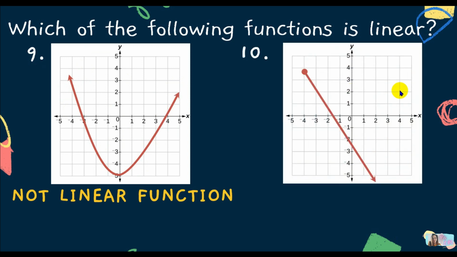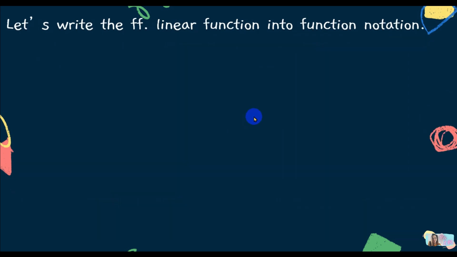And then number 10, we have this line downward from left to right. Yes, linear function siya. May slope, meron y-intercept, x-intercept, straight line siya. And isang beses lang siya madadaan ng ating vertical line, no repeating x value. So, linear function siya. So, that's how we determine a linear function from the given equation and also from the graph. Okay? Now, let's write the following linear function into function notation.